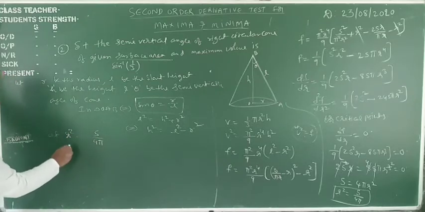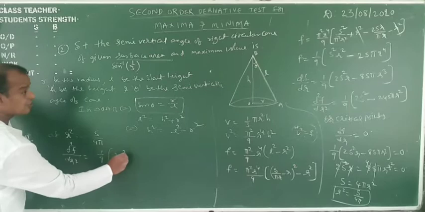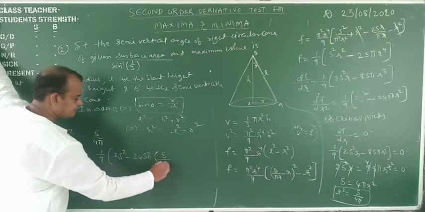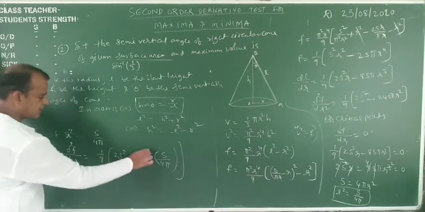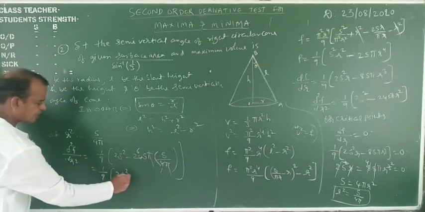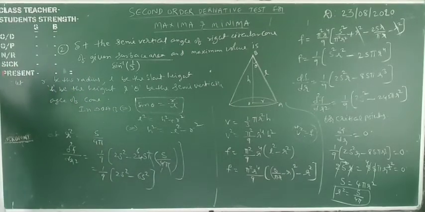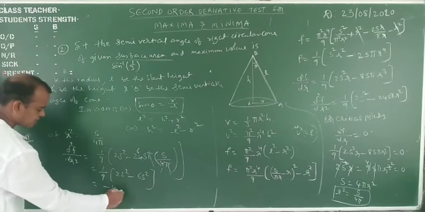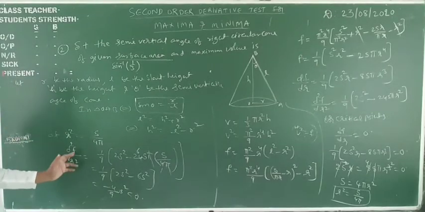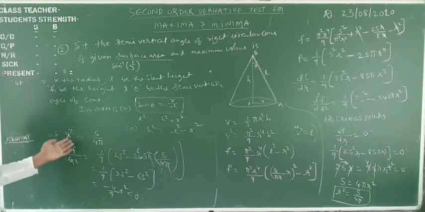Now d square f by dr square is equal. What happened? 1 by 9 into 2s square minus 24 s pi into r square. r square value s by 4 pi. Okay, my dear students. Pi cancel. 4 1s are 4, 6 are cancel. What happened? 1 by 9 into 2s square minus 6s square, 2s square minus 6s square, minus 4s square, minus 4 by 9 s square. This is negative or positive? Negative, 100%. That is f. f means volume. Volume of the cone is maximum at r square equal to s by 4 pi.